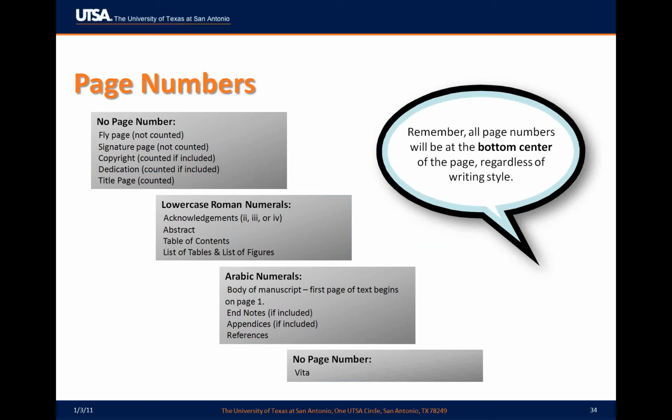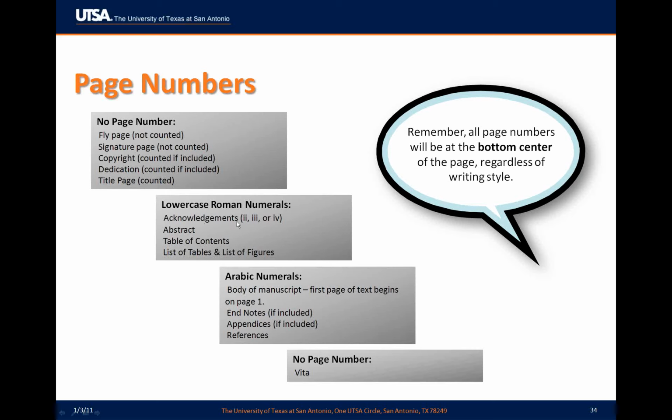Page numbers, we discussed this when we went over the template, but here's a good quick review of it. Remember that the fly page, signature page, copyright, dedication, and title pages do not have page numbers. Now, some of these say they're not counted, and some do say they are counted. What that means is that the fly page and the signature page do not count towards the total page count of your document. If you include the copyright and dedication, they will count, just like the title page will count.